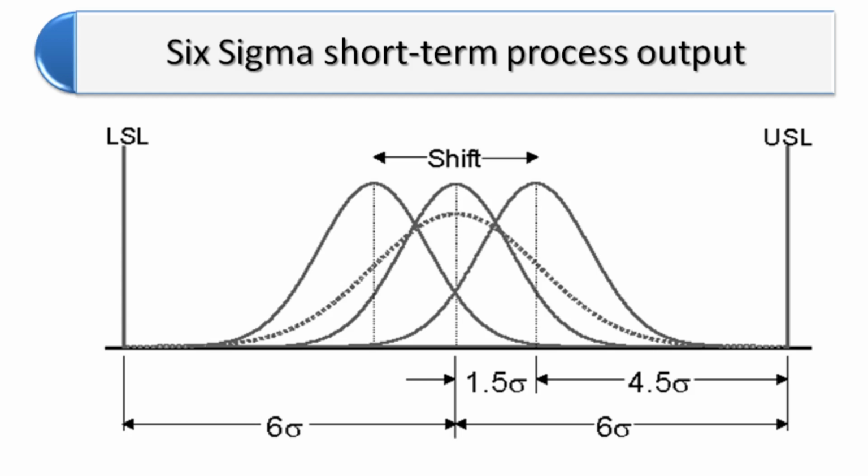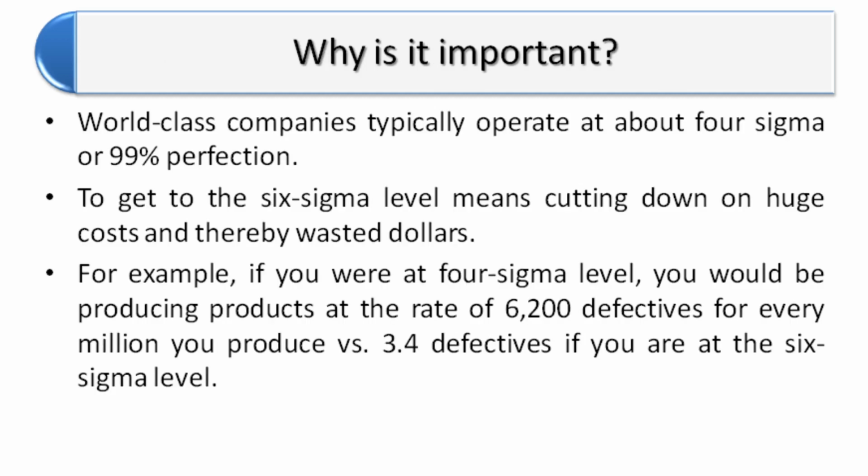So this is how to shift the sigma from the mean sigma level to the 6 sigma level. This shift has to occur over here. Okay, next is about why 6 sigma is important.